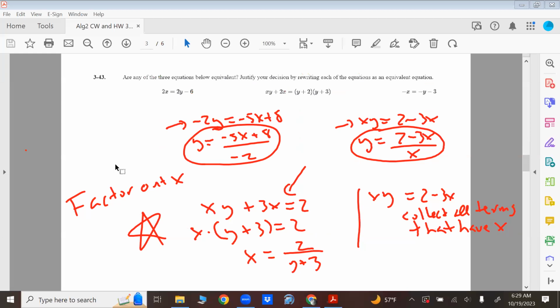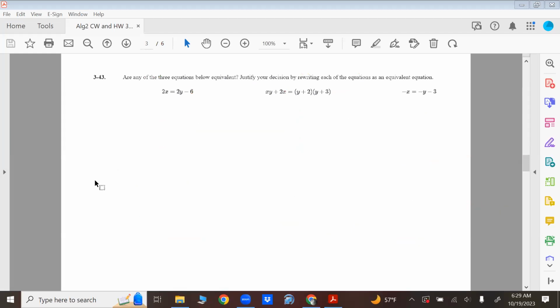Almost done with the notes. And then you guys can get a head start with homework. Are any of the three equations below equivalent? Justify your answer by rewriting each of these equations as an equivalent equation. Okay.